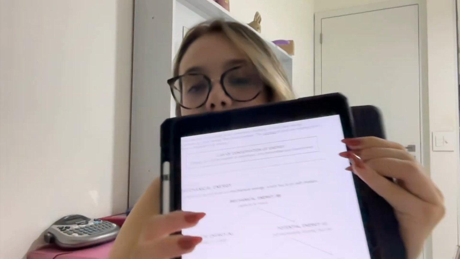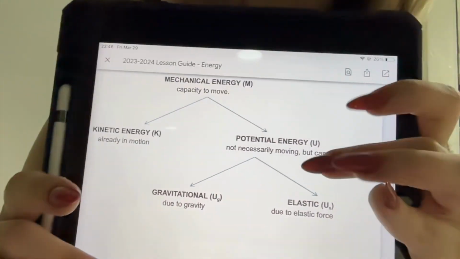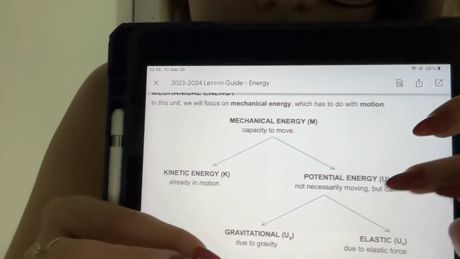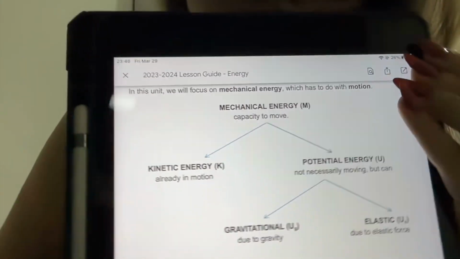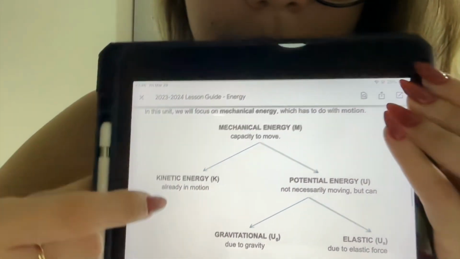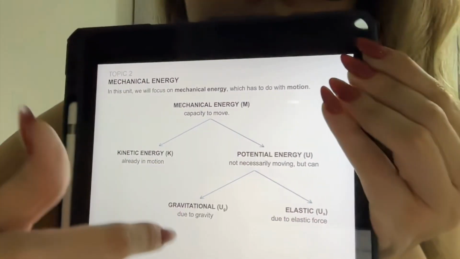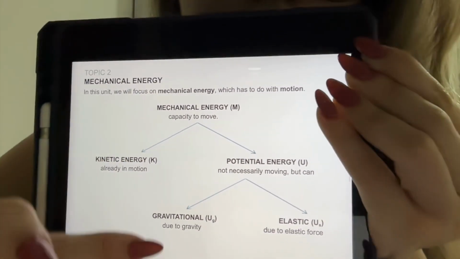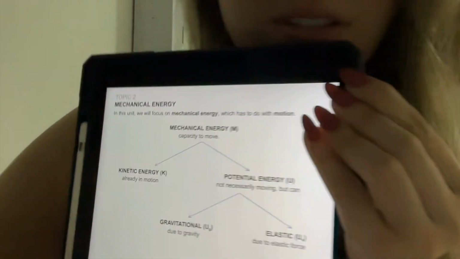Okay. So I feel like you guys can have a really solid idea. This is sort of what it looks like right here. You can have a visual portrait of what it looks like. So as I said, mechanical is right here, then kinetic, potential, then two types of potential, which are gravitational, which is affected by gravity, and then elastic, which is affected by an elastic force, which can be a spring, and most of the time is a spring.